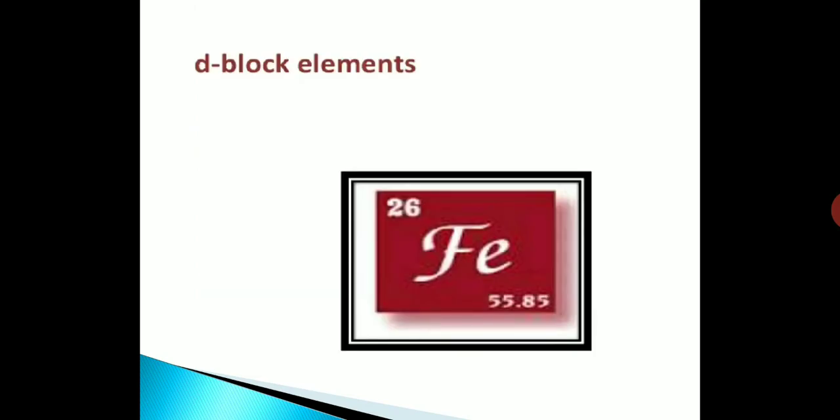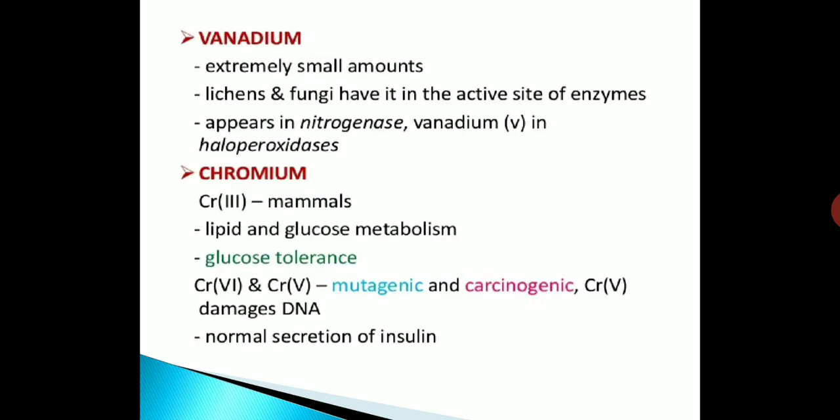Now we come to the d block elements. First is iron, next is vanadium, chromium. Vanadium is needed in extremely small amounts. Lichens and fungi have it in the active site of enzymes. It appears in nitrogenase and vanadium in the haloperoxidases.